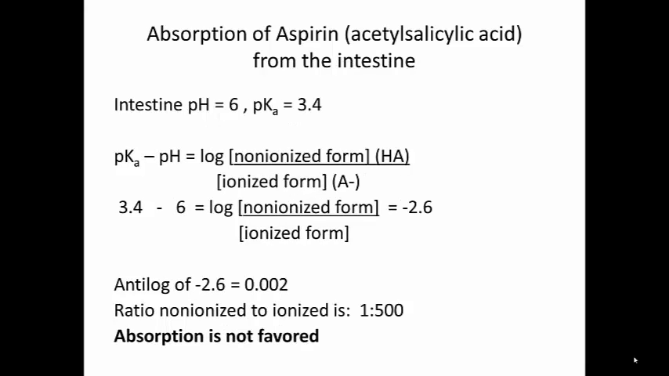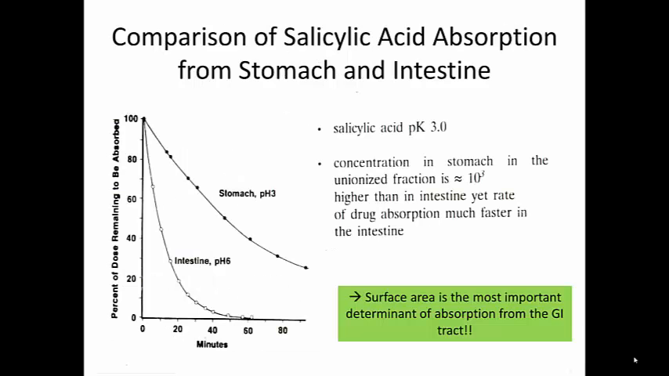Now if we look at aspirin absorption in the intestine, which has a pH of 6, we see that the ratio of non-ionized to ionized is 1 to 500, suggesting that absorption is not favored. However, this doesn't take into account the effect of having a large surface area for absorption in the intestine. To get a better idea of how surface area will affect drug absorption, let's look at a similar example. Let's compare it to the absorption of salicylic acid, a metabolite of aspirin, from both the stomach and the intestine.